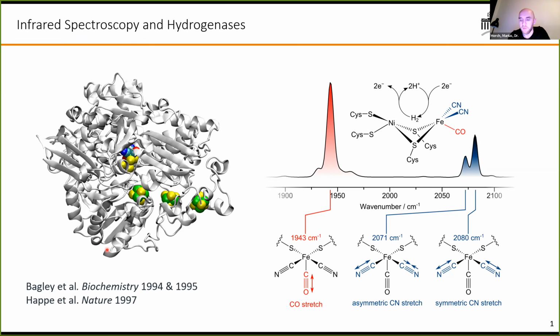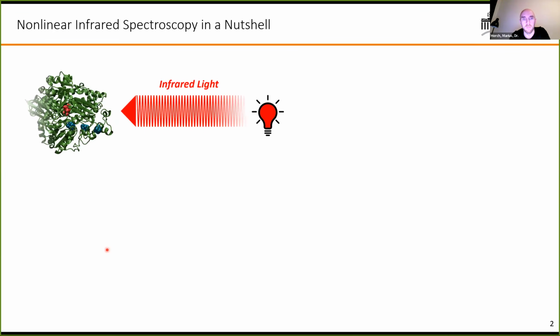For that reason, we basically decided to move on to nonlinear infrared techniques that retain the inherent advantages of infrared spectroscopy, but provide more insights into structure and dynamics. And to understand what nonlinear infrared spectroscopy actually is, we need to briefly remember how we perform a typical linear infrared absorption experiment. Normally, you shine continuous wave infrared radiation from an ordinary light source on your sample.